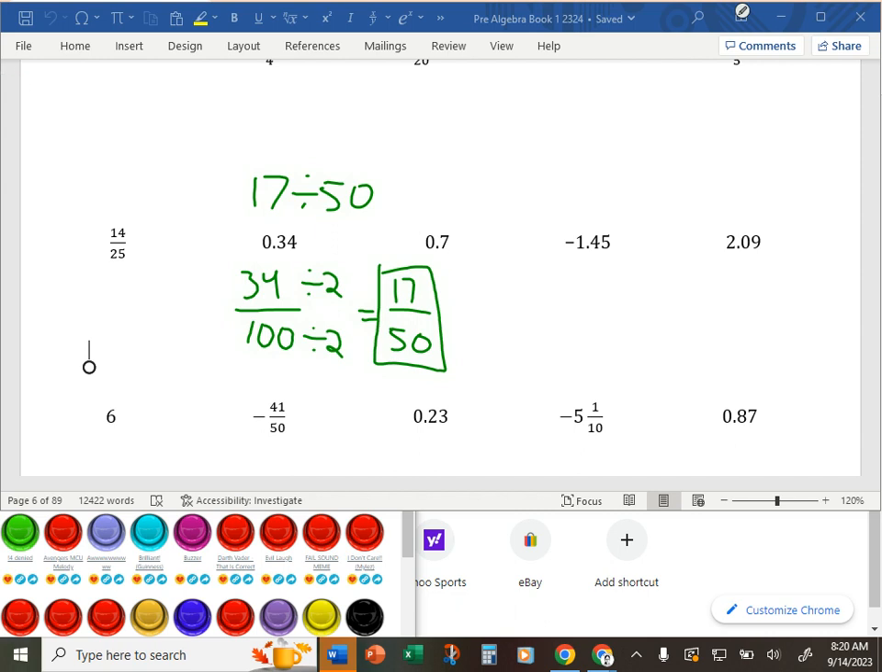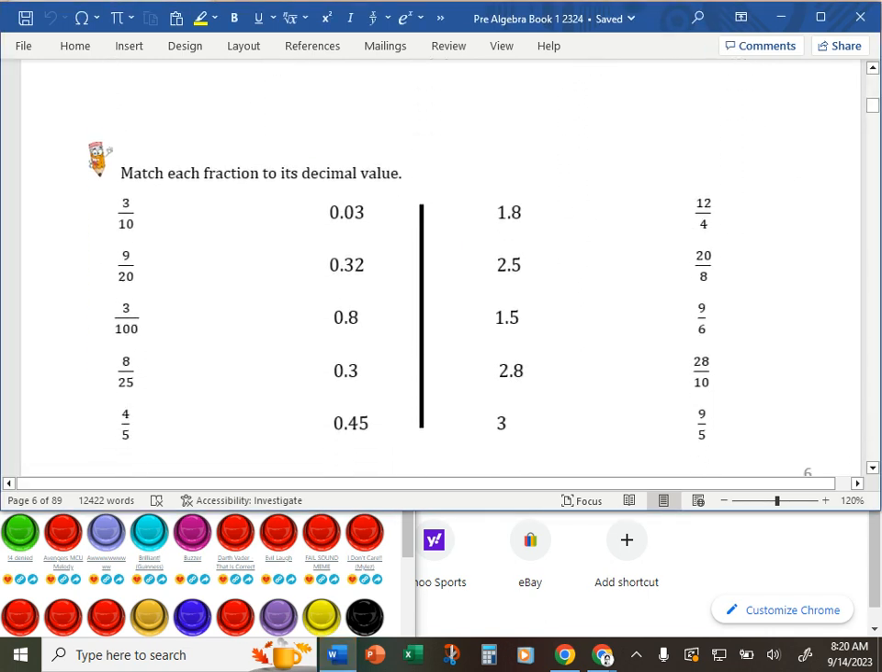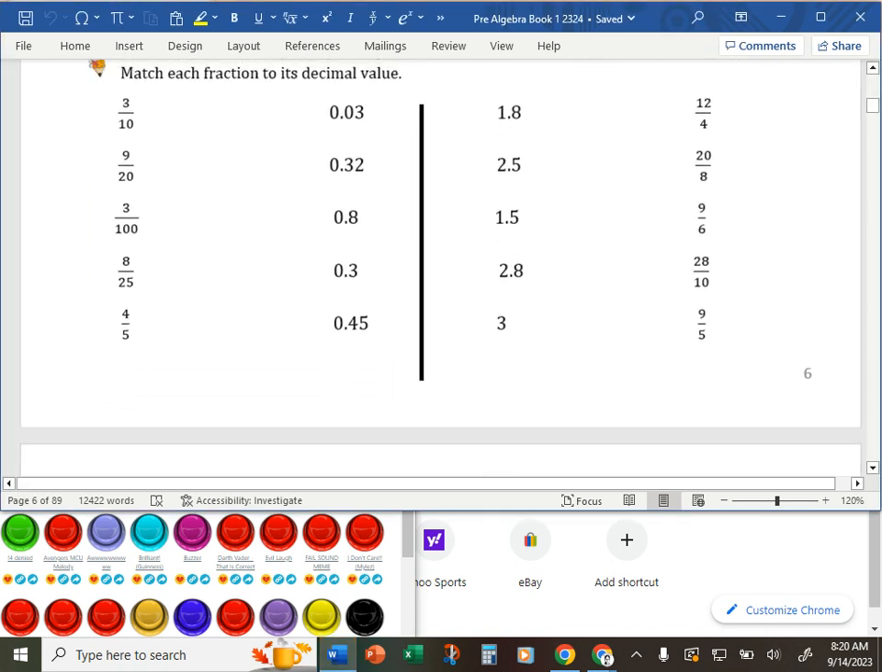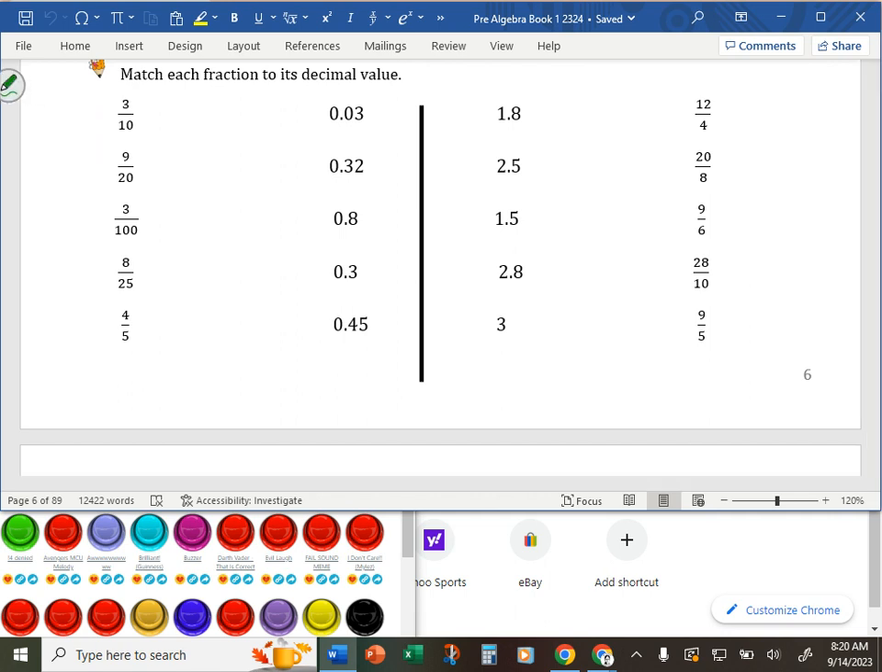The bottom section, kind of like a matching section here, it says match each fraction to its decimal value. So 3/10, which decimal over on the right side there represents 3/10? Nora? 0.3. So you'd simply draw a little line, right, from 3/10 to 0.3, and then so on and so forth. Okay?